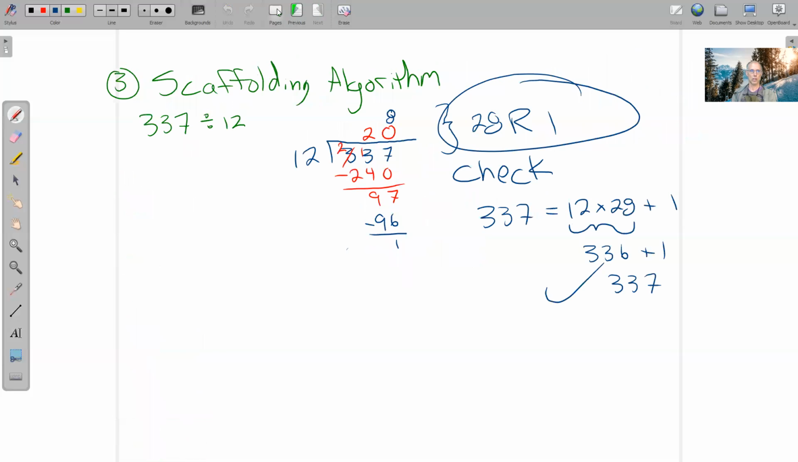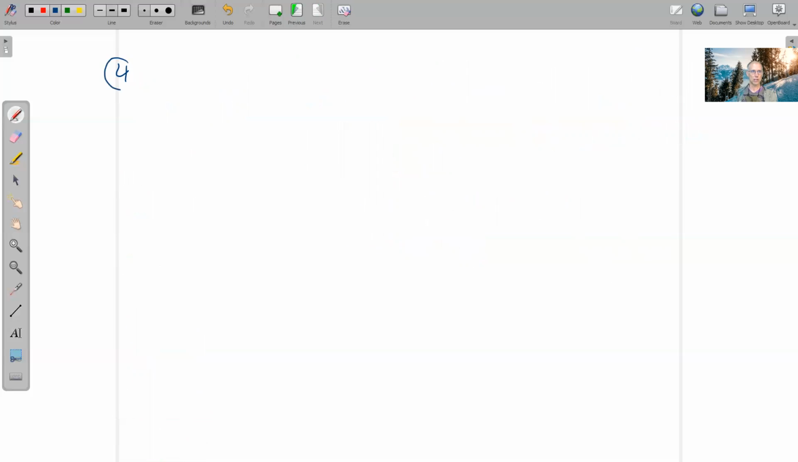Okay, next. What we refer to in this country as long division. And long division is like the scaffolding without the stacking of stuff vertically. And we kind of sort of ignore place value, but not completely. So let's again look at our 12 goes into 337.